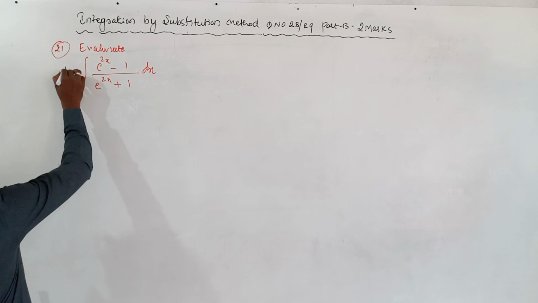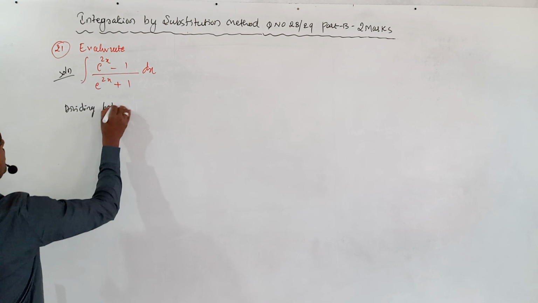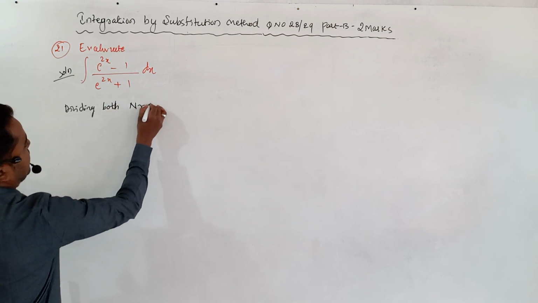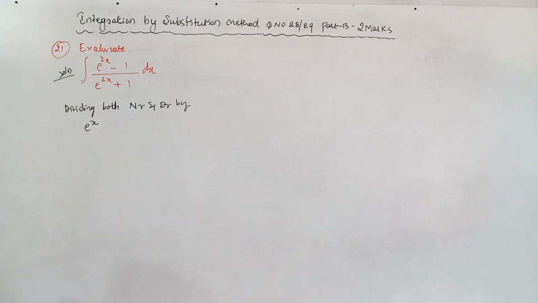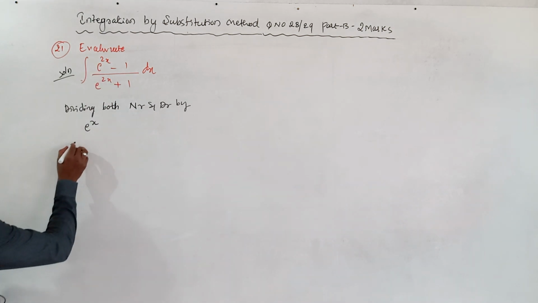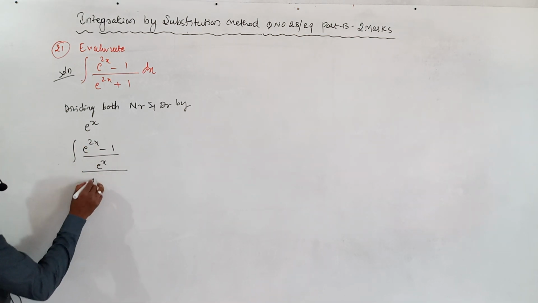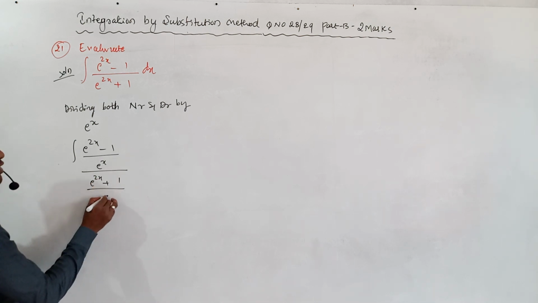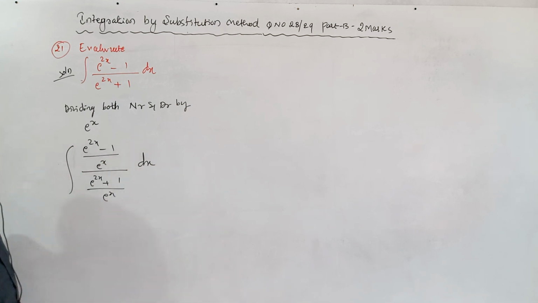First step of the solution: dividing both numerator and denominator by e^x. We are dividing both numerator and denominator by e^x. After dividing, see here, (e^(2x) - 1) divided by e^x, divided by (e^(2x) + 1) divided by e^x. So the first step is we are dividing both numerator and denominator.